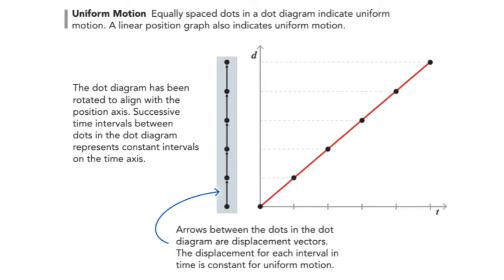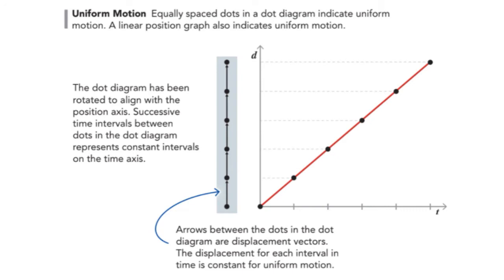You and your students can convert a dot diagram into a graph of position as a function of time, called a position versus time graph, or more simply, just a position graph. The straight line motion that we're seeing in this position graph shows that the position changes the same amount in each time step. We call this type of motion uniform motion.